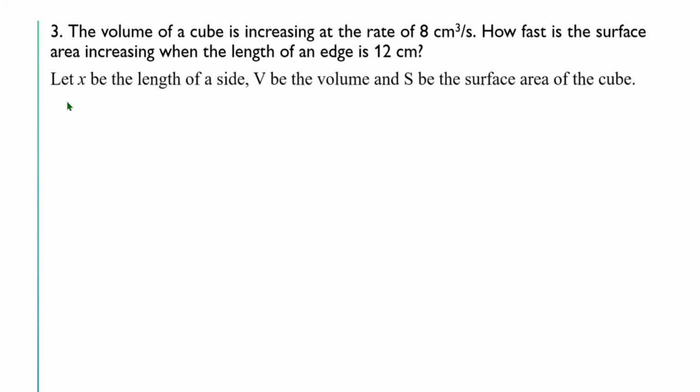Now let us take x as the length of a side, V as the volume and S as the surface area of the cube. Then we have V equal to x cube and S is equal to 6x square. First, the volume of a cube is x cube and the surface area of a cube is given by 6 x square.